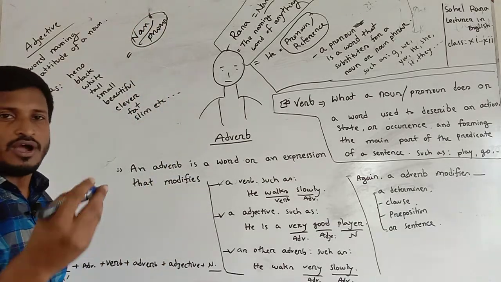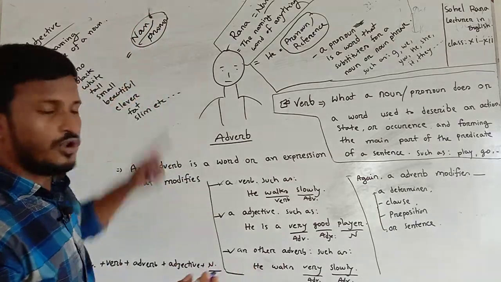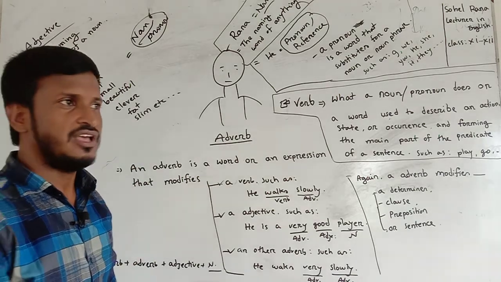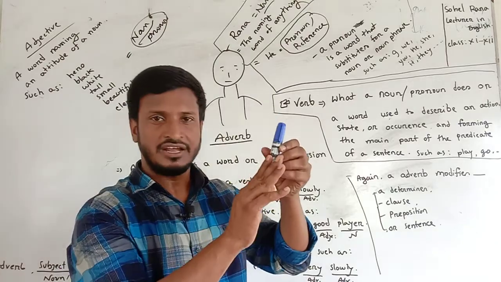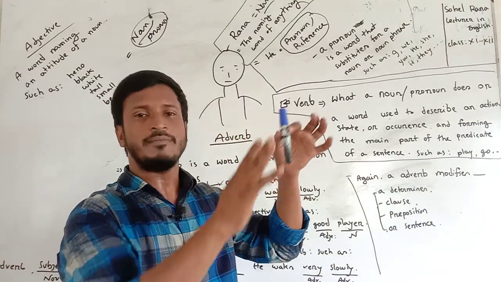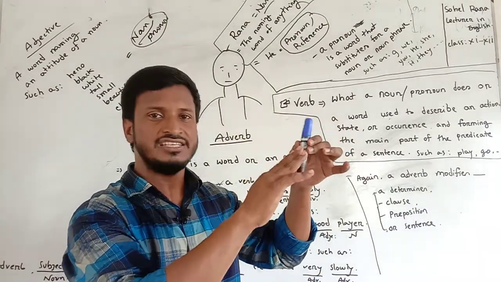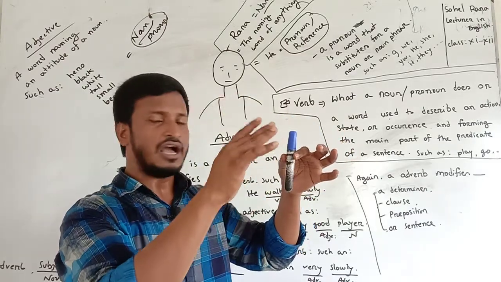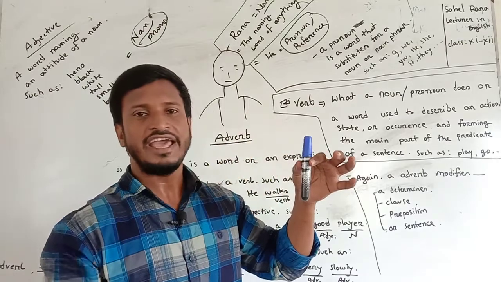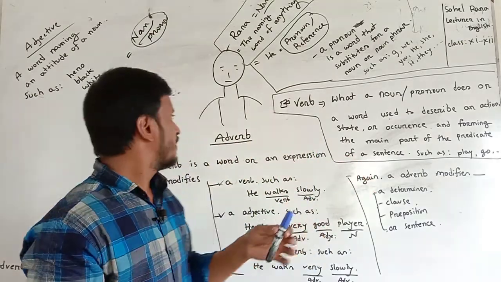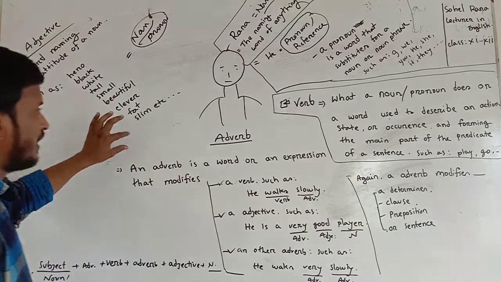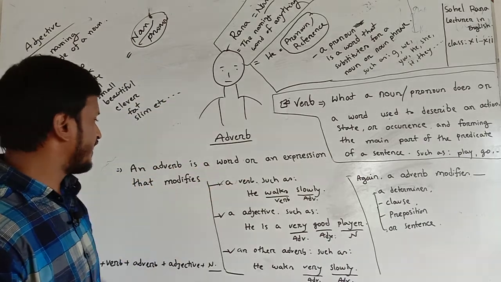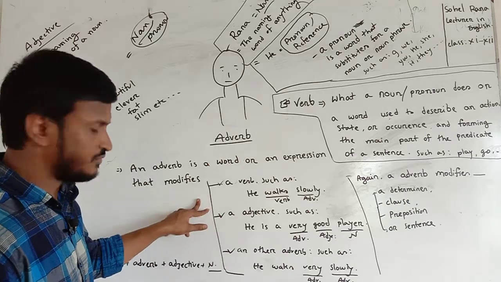And to make you understand simply, if we want to say something about a noun or pronoun, those words are called adjective. What is adjective? For example, this is the marker. Whatever I want to say about it, it is black, it is white, it is tall, it is fat. Whatever I want to say, these are called adjective. I think you clearly understood. And what is adverb? An adverb is a word or an expression that modifies.